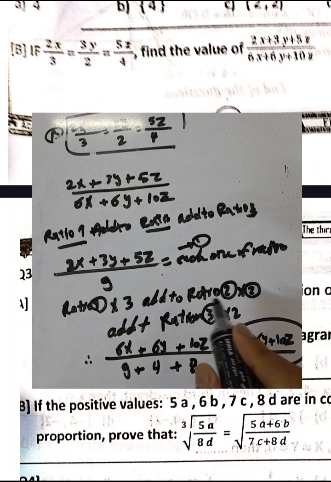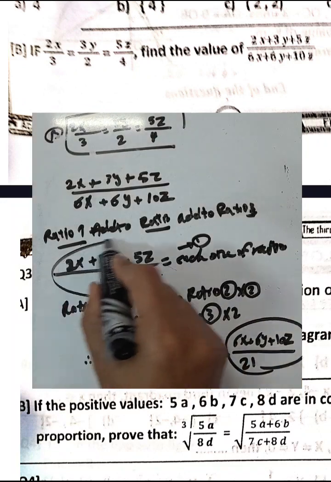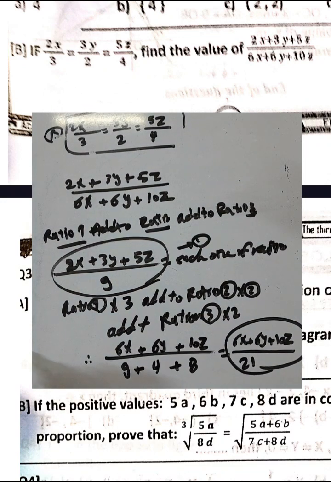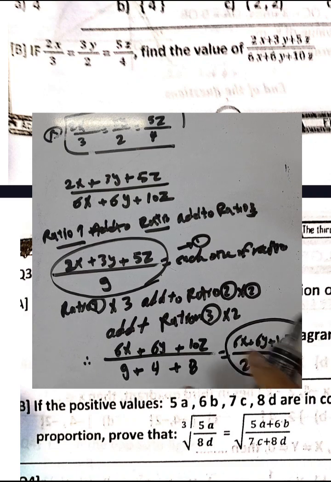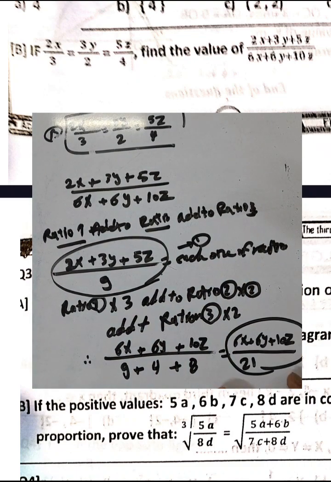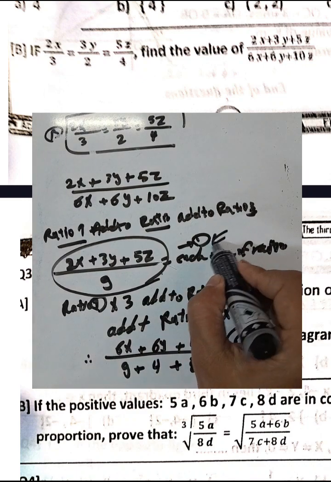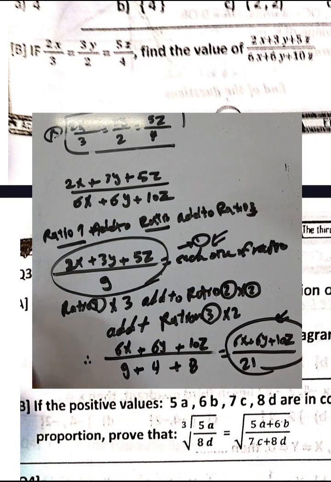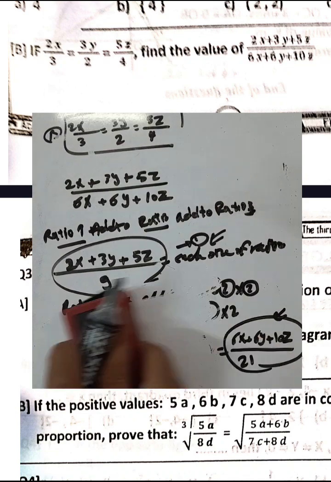This relation and here relation. And then you can write equality between them, because each one is equal to the ratio, and here each one is equal to the ratio. Then relation 1 will be equal to relation 2. You can write equality between them.